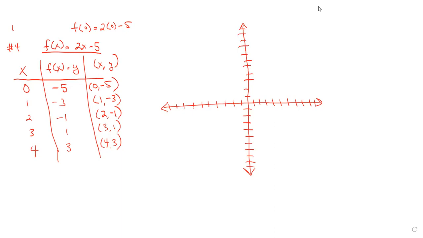So let's plot what we know. We've got (0, -5), (1, -3), (2, -1), (3, 1), and (4, 3). Now we are going to use our imaginations and pretend that I can draw a straight line on an iPad. Yep, there we go. There's our function.